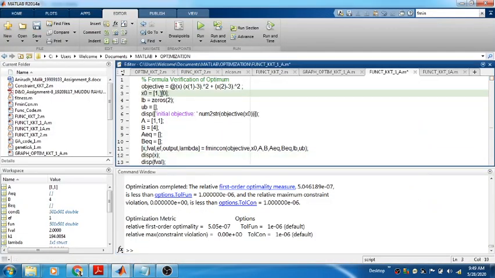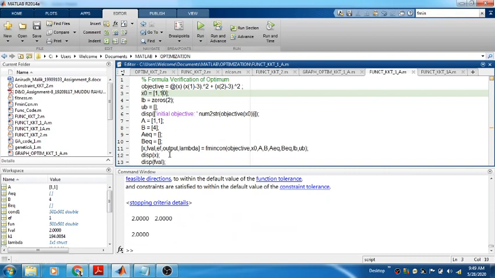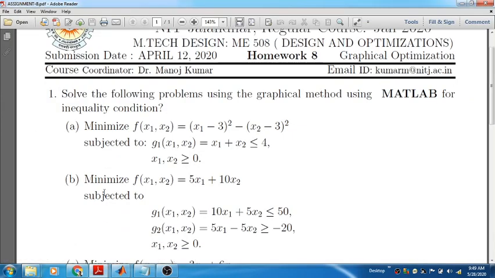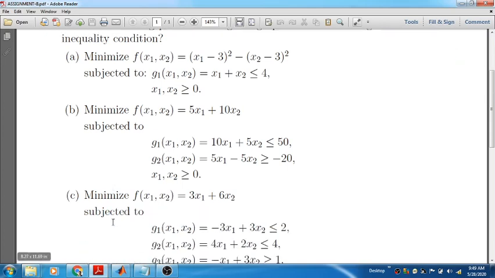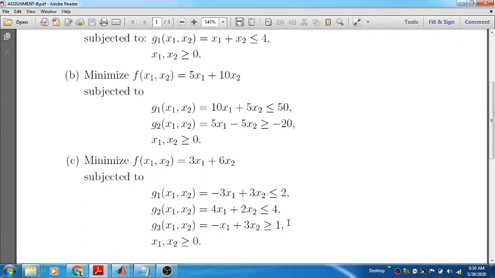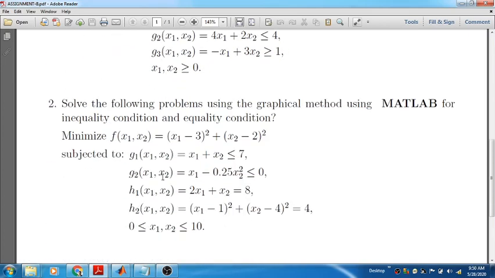Let's do it here one by one. Yeah, it is also giving you the same answer, because this is the simplest case. If you see another problem, with this g1 and g2, this is again a linear problem, you can see it. And what about this one? This is non-linear, mind it, this is non-linear.